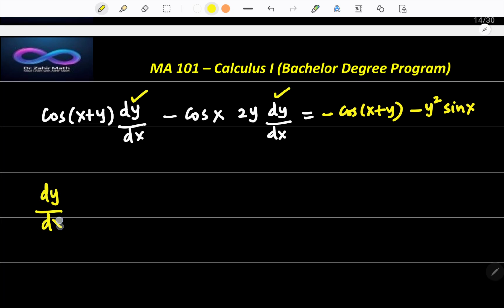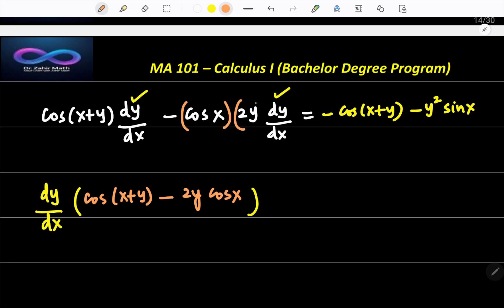So if I take dy by dx, what is inside? The inside is cosine of x plus y minus cosine x and then 2y. Better I'll put 2y in the front, otherwise you will make mistakes. 2y cosine x, because you will multiply with this angle. Keep in your mind, angle is different. This is multiply. This is angle. Keep in your mind. Okay. So 2y cosine x. Clear?